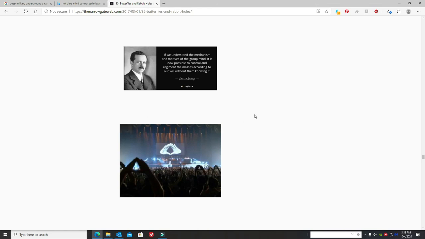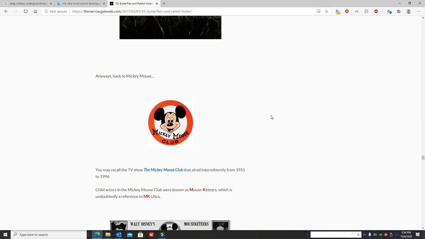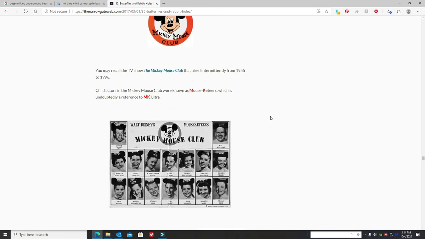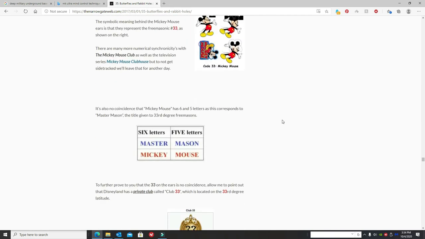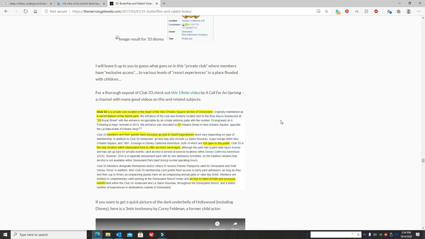Oh, here's Edward Bernays. He was a nephew or cousin. He had some kin to Sigmund Freud. We know what a pervert he was. He says, if we understand the mechanism and motives of the group mind, it is now possible to control and regiment the masses according to our will without them knowing. Edward Bernays was the one who invented think tanks. Most of these people right here, they didn't do so well. But that's enough of that.